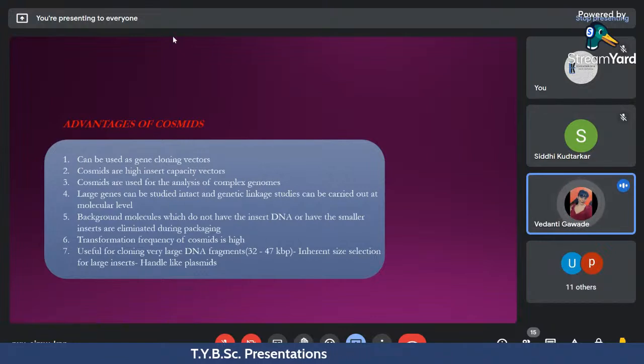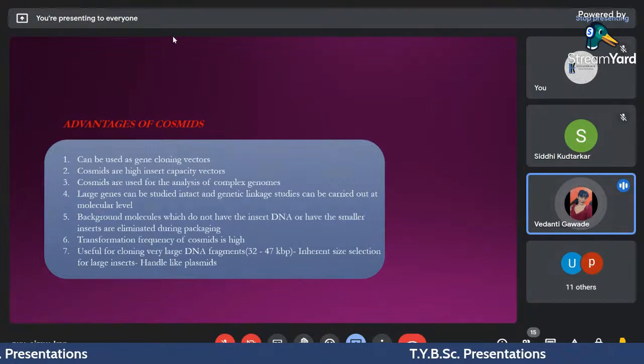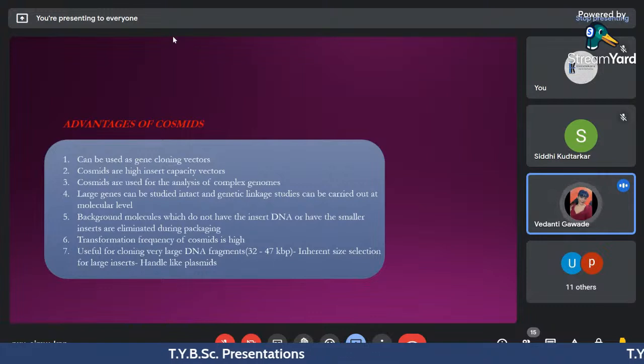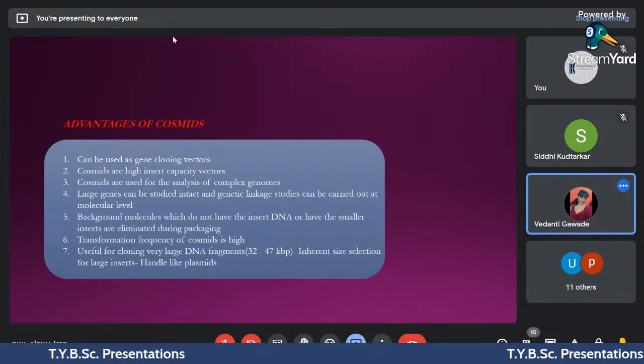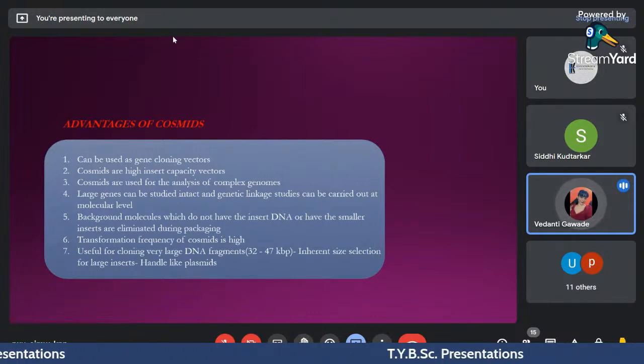Then the transformation frequency of cosmid is high. They are useful for cloning very large DNA fragments, 35 to 47 kilobase pair, in the site selection for the large insert. We can handle them like plasmids. Next.